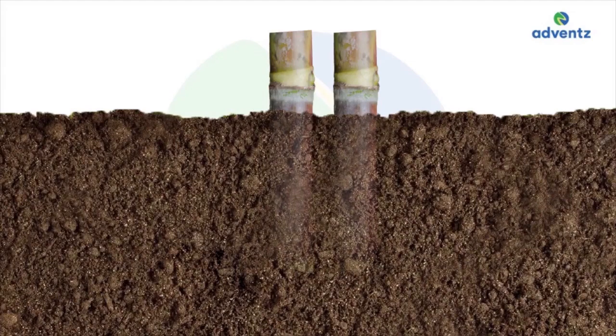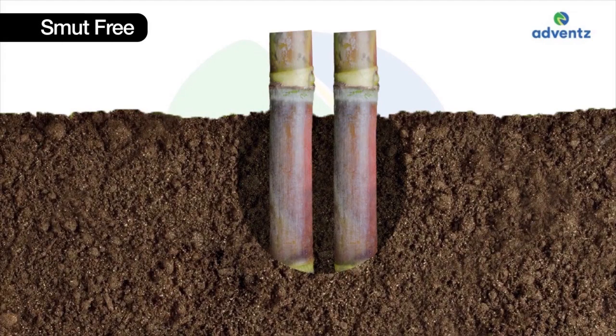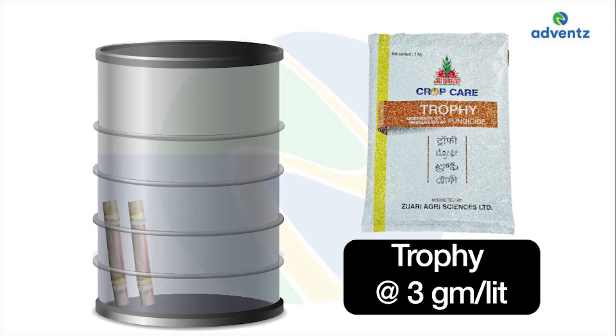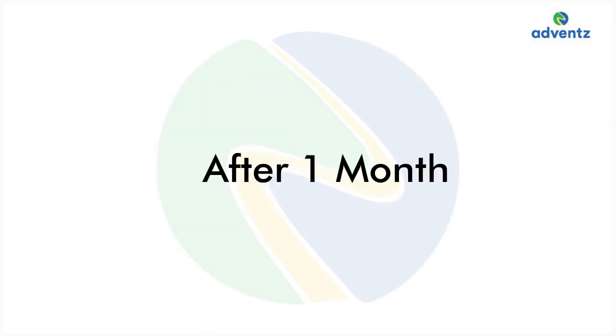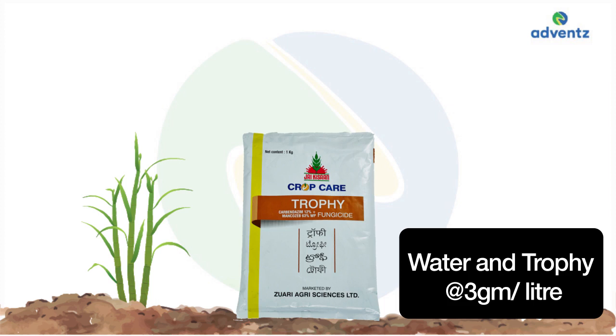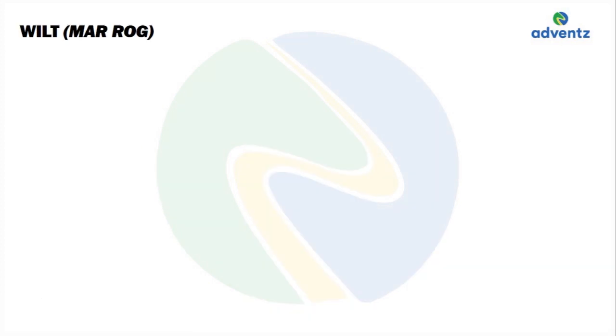To manage smut, we need to use smut-free planting material. Then we need to treat those sets by putting them in a solution of water with Trophy at the rate of 3 grams per liter. After 1 month of planting, we again spray the crops with Trophy at the rate of 3 grams per liter. The next disease is called wilt or marrog.